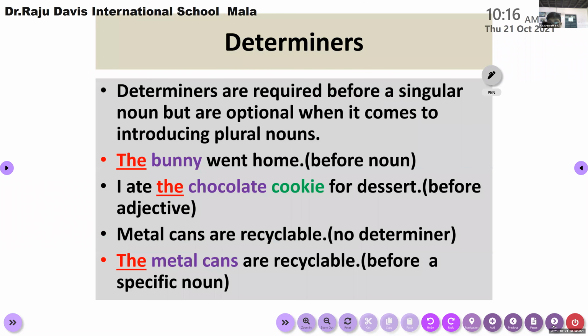Now let me explain these determiners with the help of examples. See, children, another point, the 4th point coming under the determiner. Remember, determiners are required before a singular noun. I repeat, the 4th point, you can place a determiner normally before a singular noun. It is a must that you use a determiner before a singular noun.